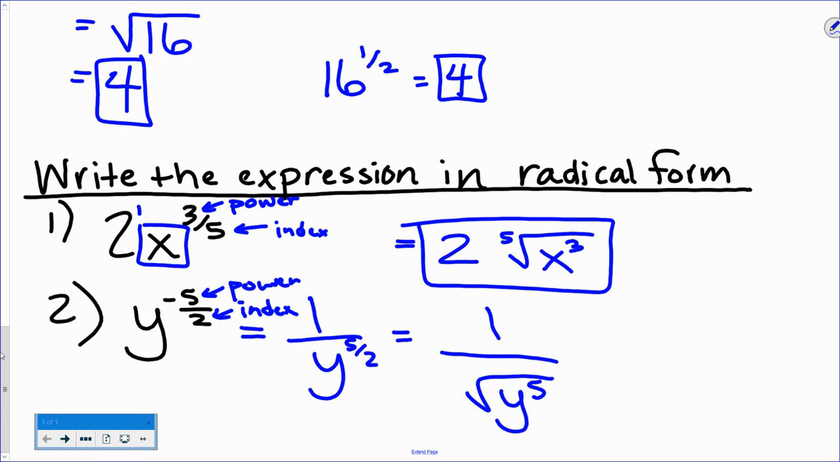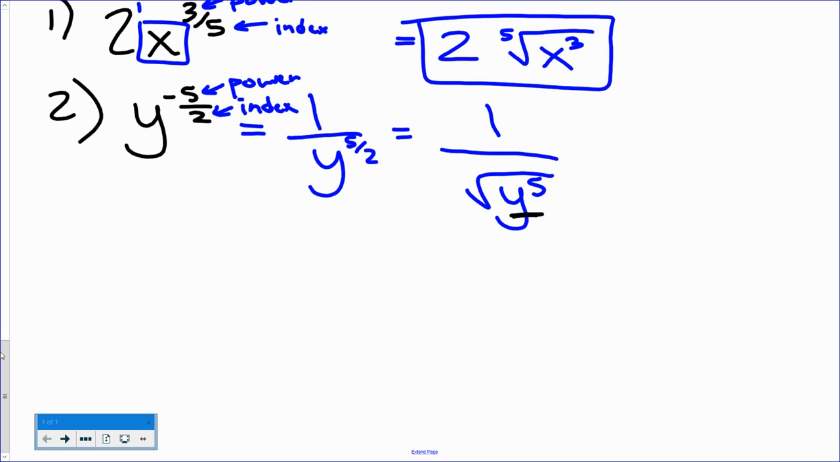Now, I've always made students rationalize this and not leave the radical in the bottom. I was looking at Math Excel, and they have left these problems with the radical in the bottom, but they did simplify inside the radical. So I'll just do that so that you are being consistent with how you should be typing in your answers. All right, so I have y to the 5th power.